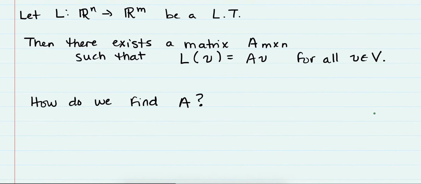So the question now is, how do we find this matrix A if I tell you the linear transformation? So let's let L take Rn to Rm, and it's a linear transformation. And we just said there exists a matrix A that's m by n, where L of our vector v, for all v in our vector space V, is equal to that matrix times v. How do we find A?